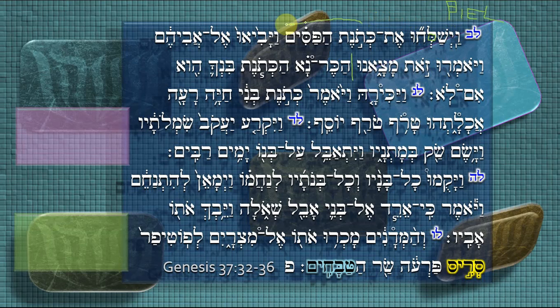I'm not going to bother changing colors, folks, in the interest of time. The long, the special tunic, we'll just say. Vayaviu, and they brought it el avihem, unto their father. Vayomru, then they said, zot matzanu, this thing we found, matzanu, we found it. Hakerna, haketonet binchah hi.